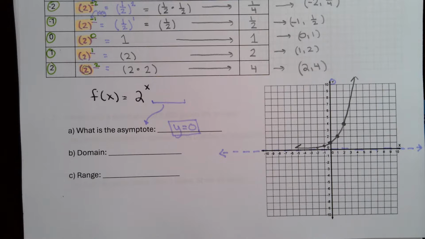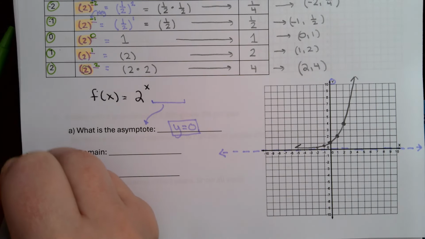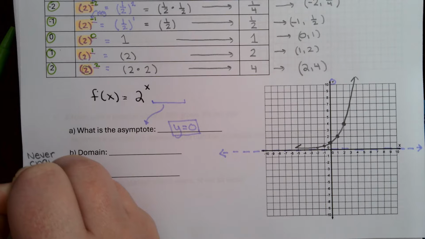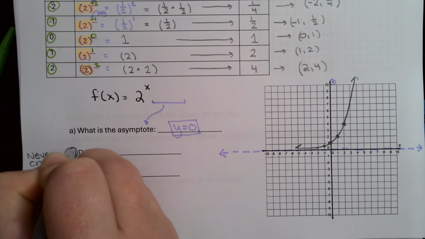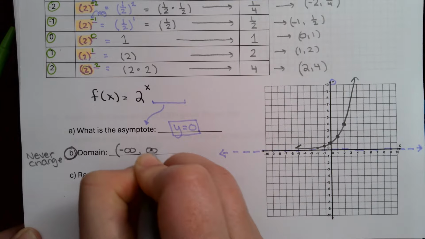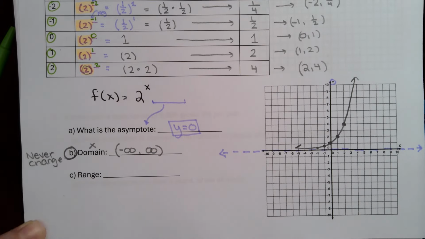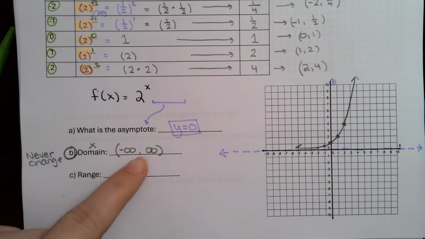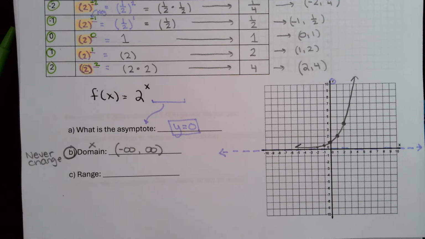Now let's talk about domain and range. Domain will never change for an exponential, never change. It's always going to be from negative infinity to positive infinity. These are your x values for your exponential function. We can put any x's we want in the equation. So that means we can go from negative infinity to positive infinity.